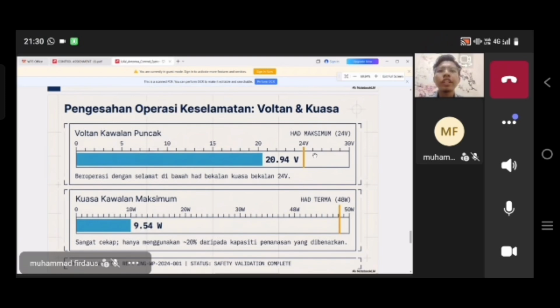For the electrical margin verification, under the most strenuous tracking maneuver, the linear peak control voltage is restricted to 20.94 volts, leaving an extra voltage margin below the maximum supply, which is 24 volts. The corresponding maximum peak instantaneous electrical power draw is 9.54 watts, operating with a heavy safety margin well inside the 48 watt limit.